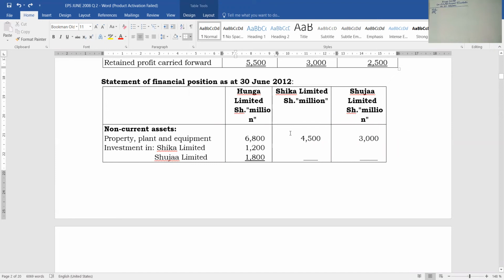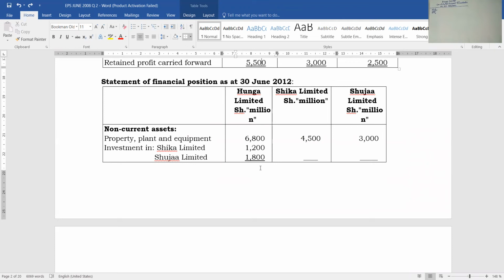Why am I not picking Shika? Remember that Shika was disposed during the year. So by the middle of the year, it was disposed by half. So by the end of the year, Shika was an associate. And remember that the statement of financial position is prepared by the end of the year. And we know that under consolidation, we always add parent plus subsidiary. And Shika was an associate by the end of the year. So we cannot pick that. So for the associate, I will only account for it using the equity method under the International Accounting Standards 28.